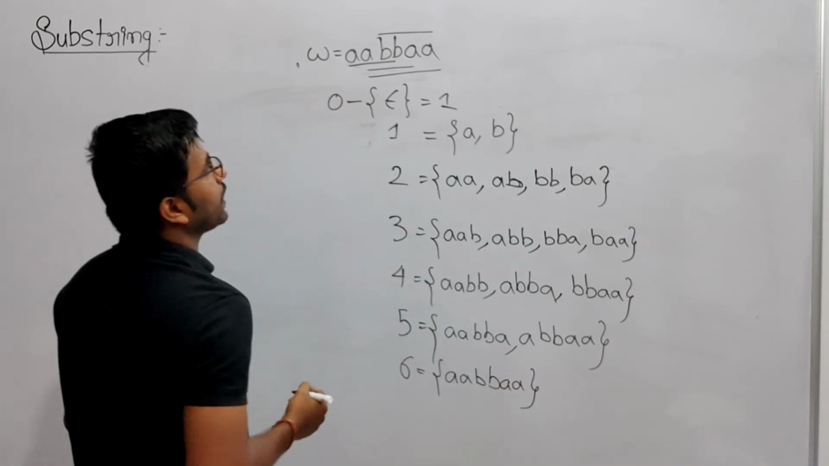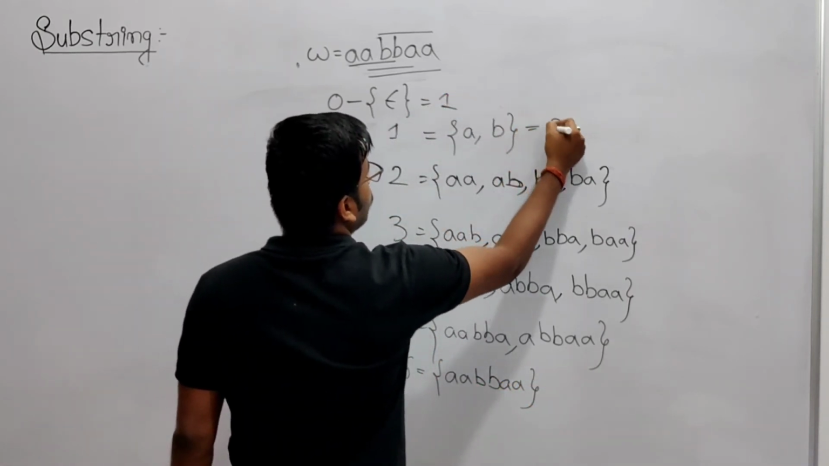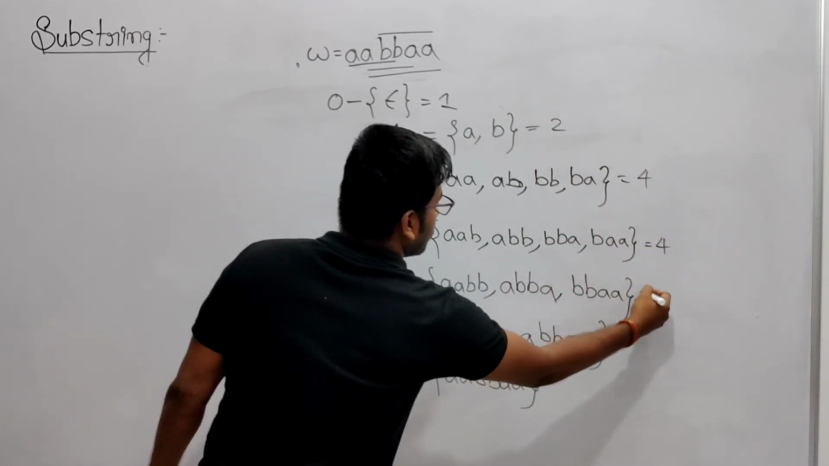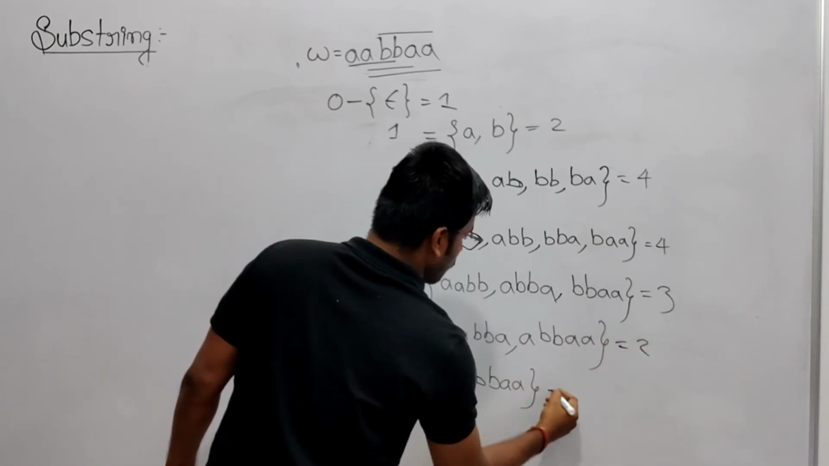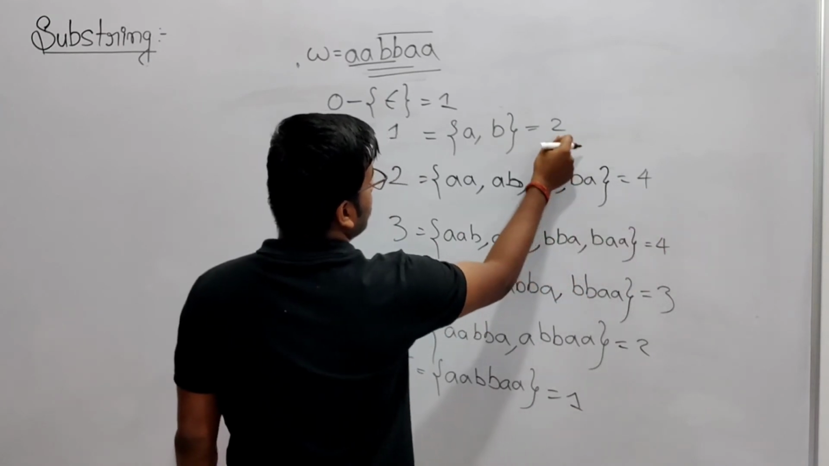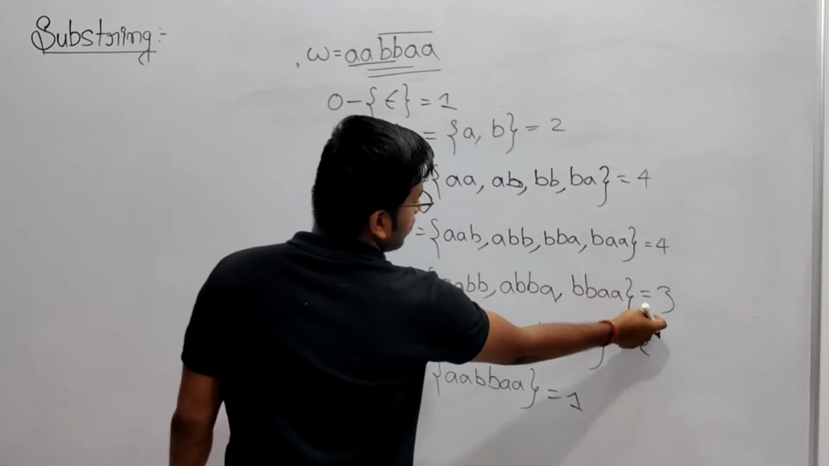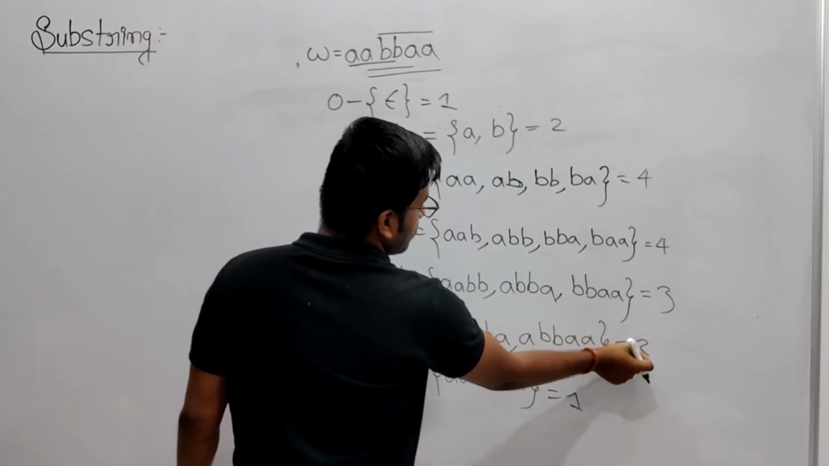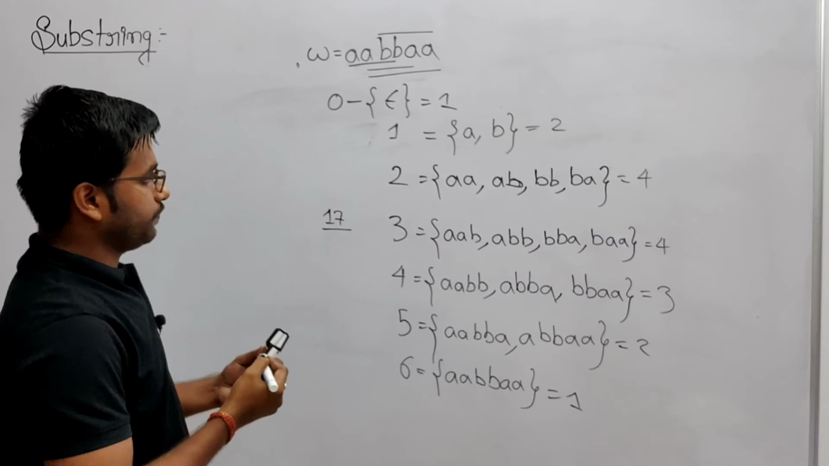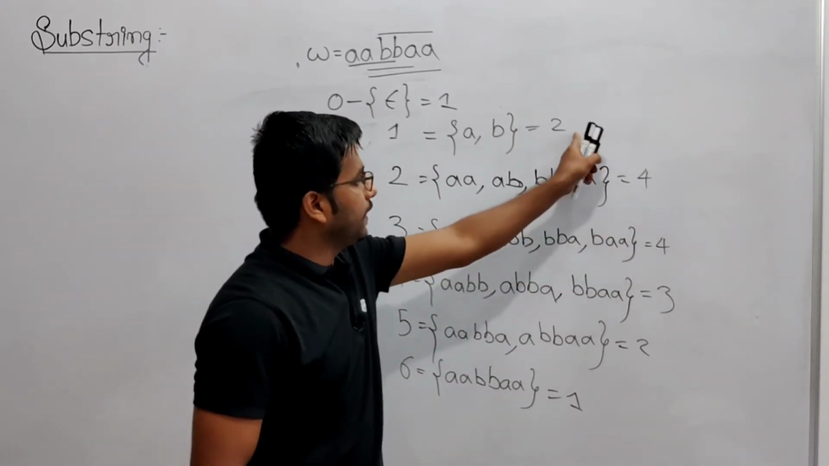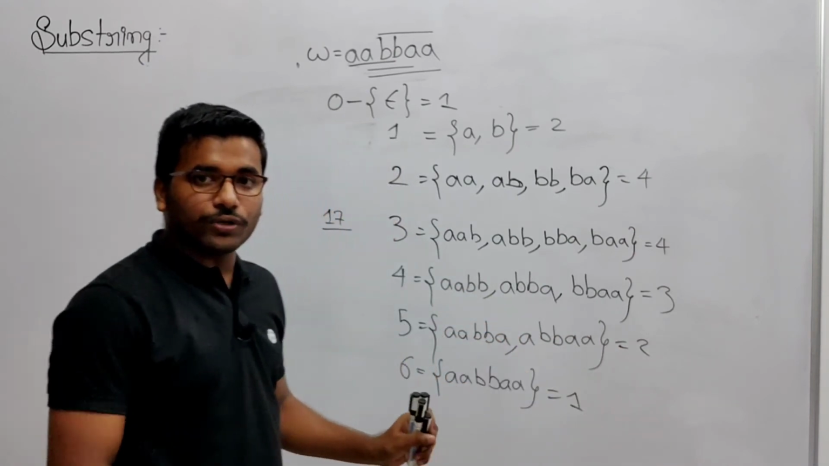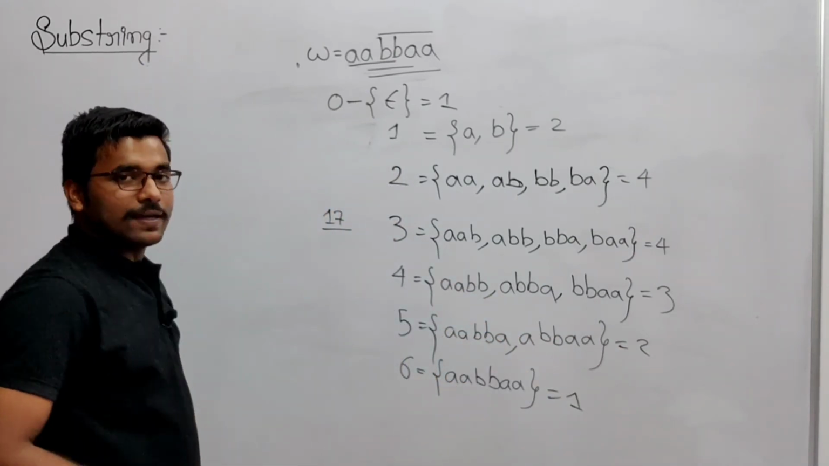Now see how many you are getting. There you have 1, 2, 4, 4, 3, 2, 1. So total substrings you are getting here is 17. If you are individually writing, you are getting 17 substrings.